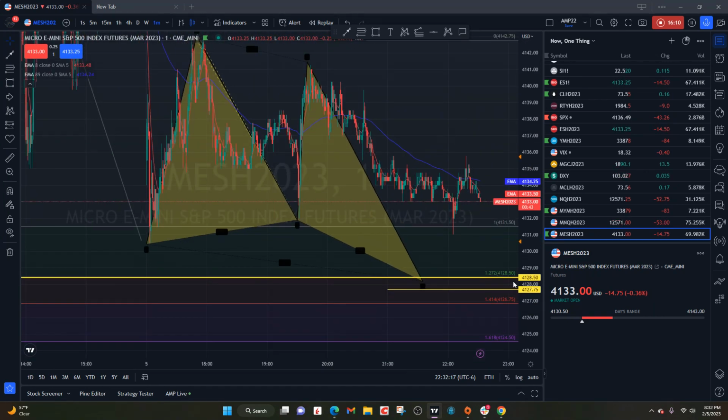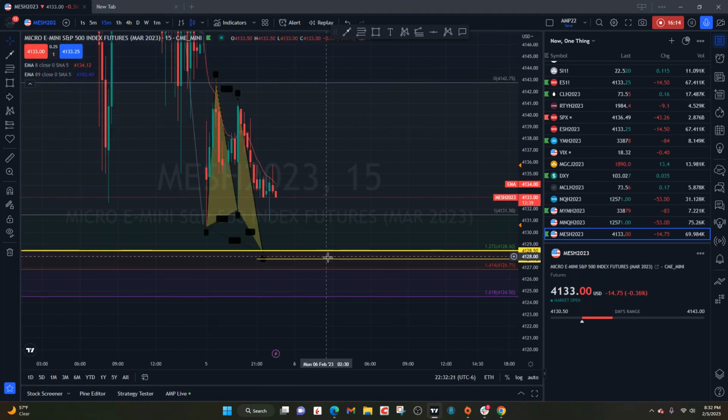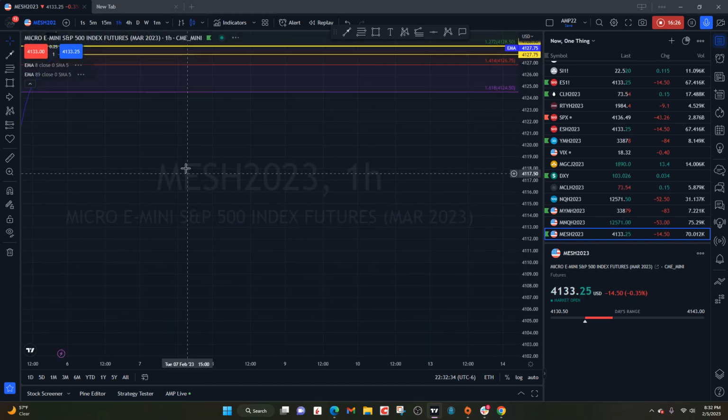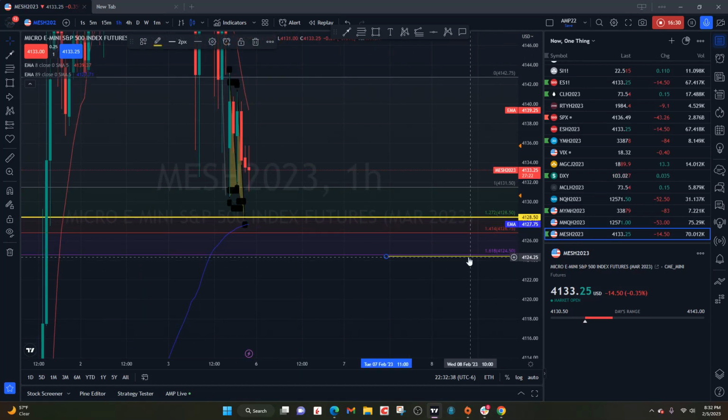I'm actually waiting for the same exact pattern right here, and I will take this long. You have the 89 EMA confluence. Not a lot of structure on this trade. Hold on one second. Not a lot of structure on this trade, but we have the 1 hour 89 EMA down here. So I have interest in this level.